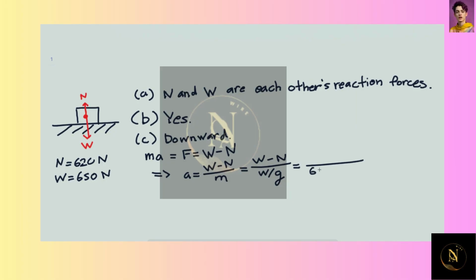So the weight being 650 newtons, and then the acceleration due to gravity being 9.81 meters per square second. And then up on top, we're going to take the difference. That's 650 minus 620. Put that all into a calculator, and then we get a value of 0.45 meters per square second downward.